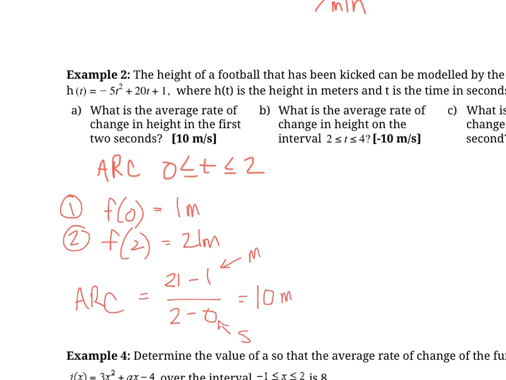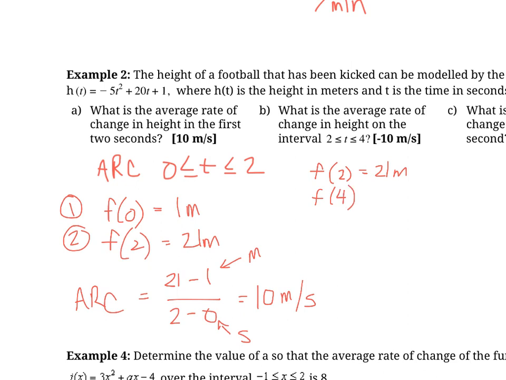So the answer is actually 10 meters per second. Okay, let's go on to the next one. What's the average rate of change between 2 and 4 seconds? Basically, that's what that means, right? So in order to do this, we need to know what f at 2 is, and we've luckily already calculated that as 21 meters. And then we also need to know what f at 4 is.